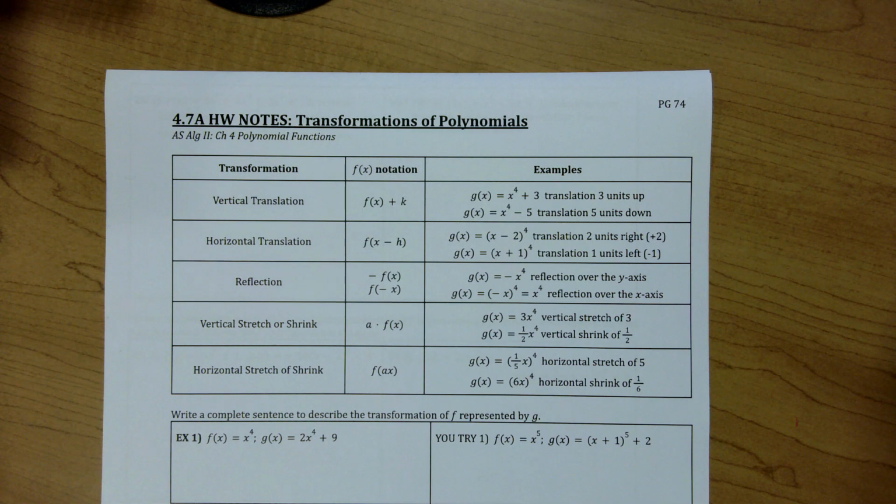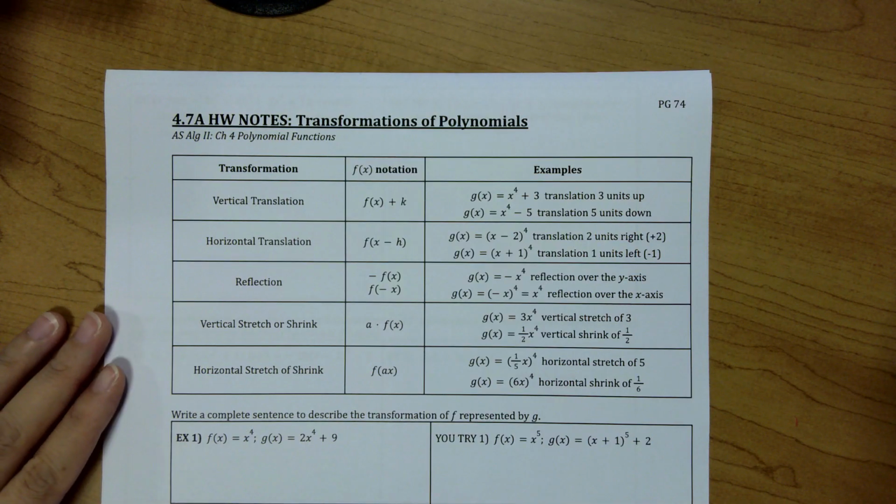Hi guys, today's notes are on 4.7. We're going to be talking about transformations of polynomials. And this is going to seem a little familiar at first because these transformations are still the same as our transformations of quadratics and absolute value that we did in chapters 2 and 1 respectively.